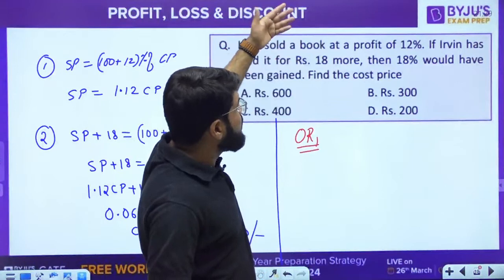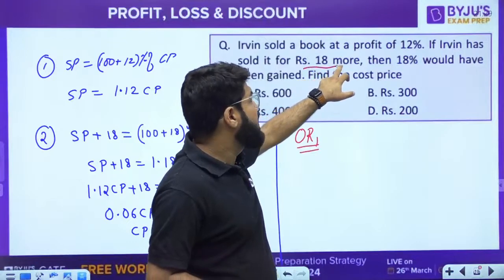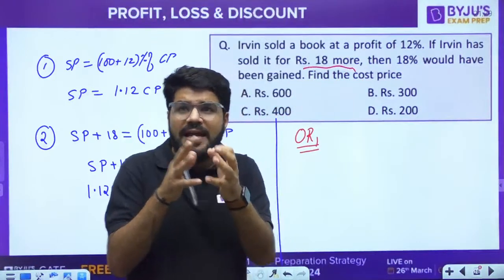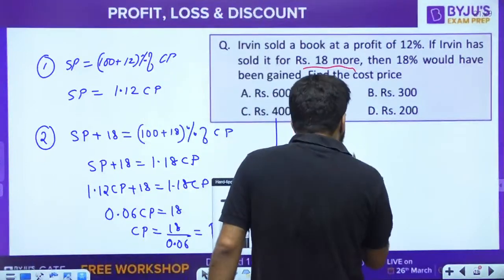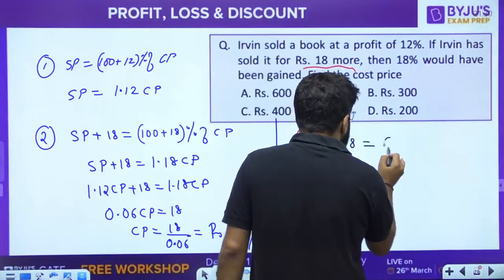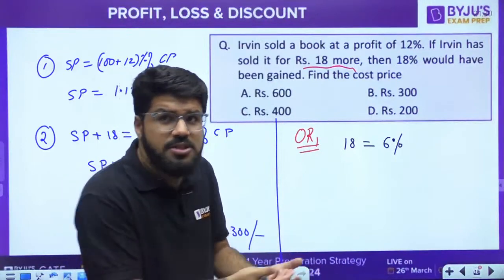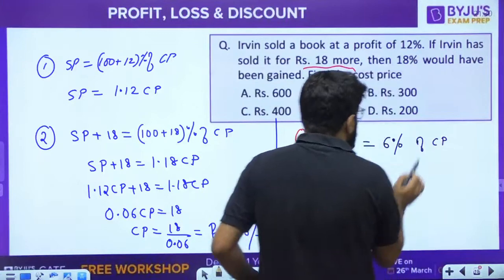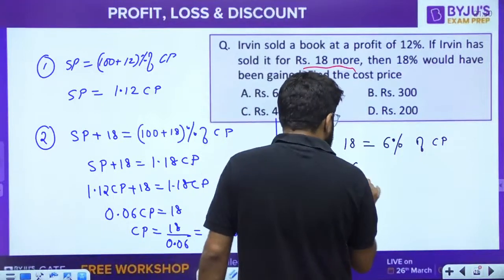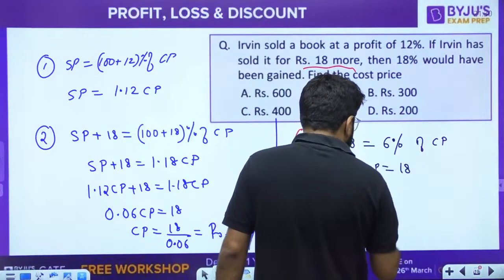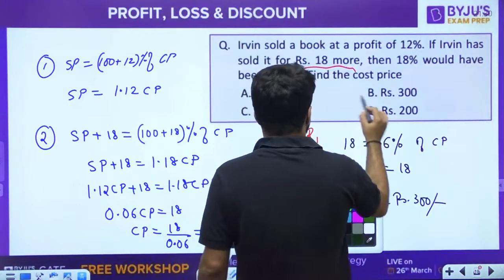Now, one more way is, earlier the profit was 12, now it becomes 18. How does the profit become 18? By increasing the selling price by 18. So I can say that the extra 18 rupees corresponds to extra 6% profit. But profit is calculated on what? Profit is calculated on the cost price. So this should be 6% of the cost price. So directly we get 6%, that is 6 by 100 of the CP is equal to 18, and hence CP is equal to rupees 300. That is option number B.